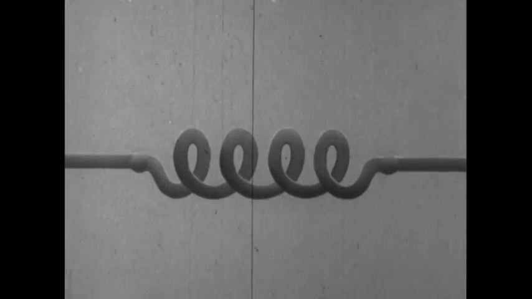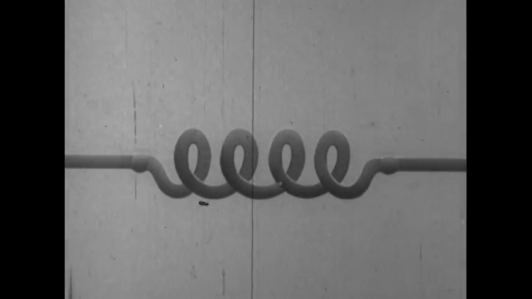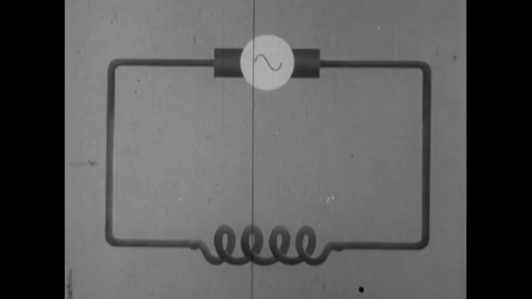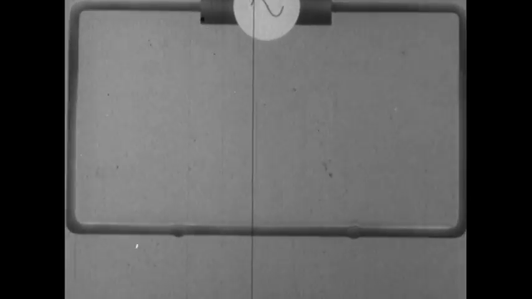This is the symbol of inductance. Inductance is the physical property of a circuit that opposes any change in current. To simplify, the single wire connected to an AC supply.